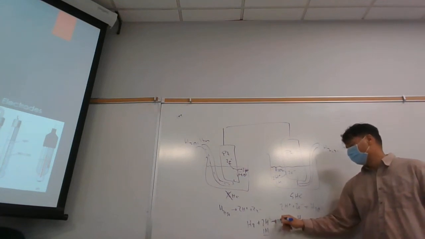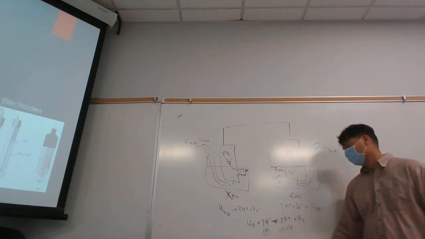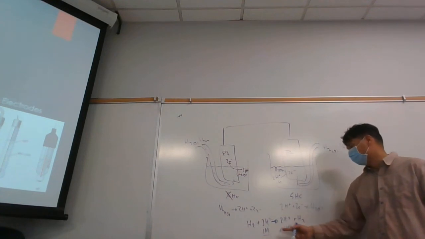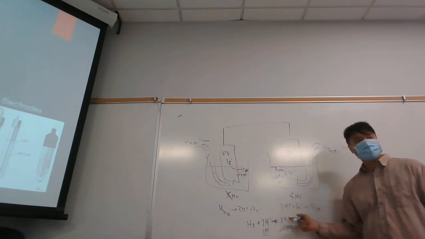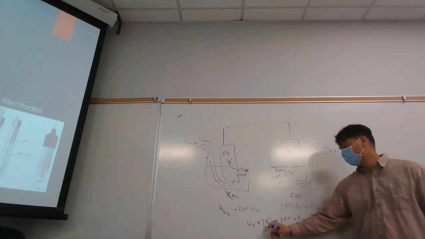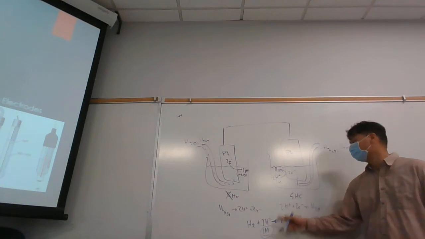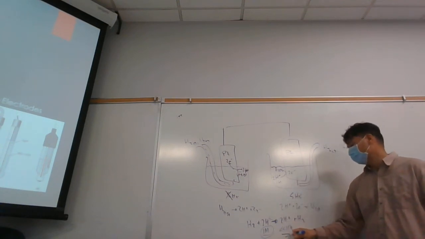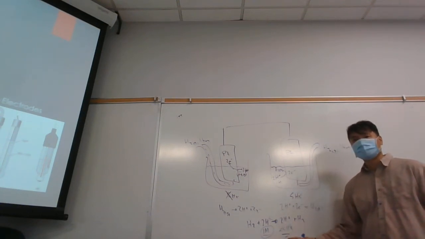If we make this H+ much less than 1 molar, then which side's going to win? Yeah, it's going to go forward. And we could easily reverse this. We can make this much bigger, this much smaller. Which direction would it go? It would go reverse. And so by making this one big, 1 molar, and this one small, we're going to generate a voltage.